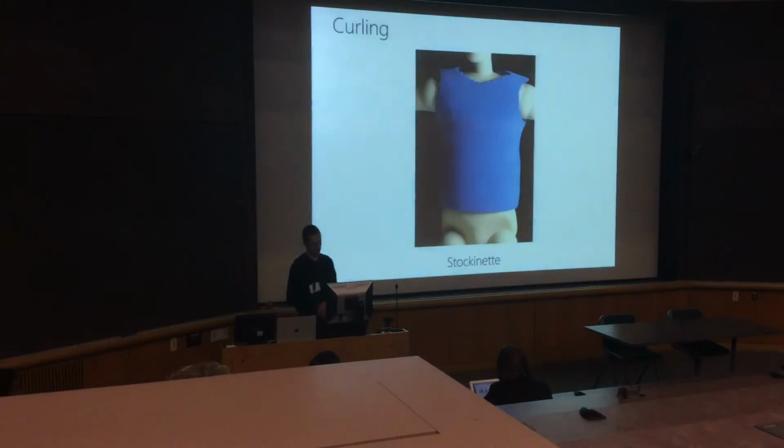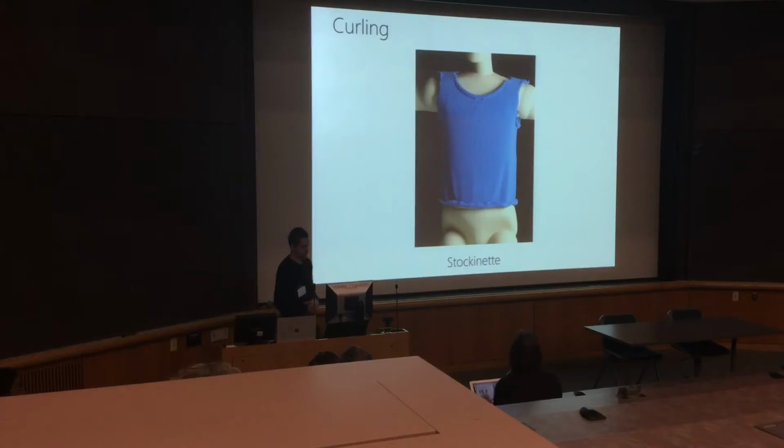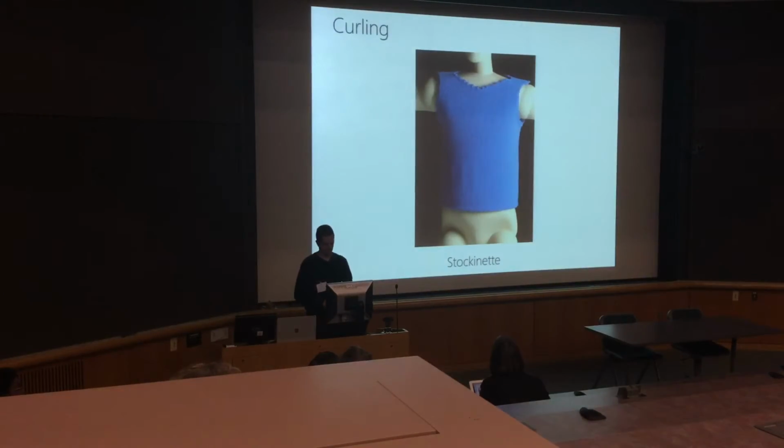Some other results. So we can also model curling. The stockinette pattern in knitting exhibits a curling behavior at the edges due to the wrapping of the yarns around each other. So our model can capture that with a specific force that we designed, and as you can see, you see the curling naturally. This is half speed, so you can see the whole behavior.